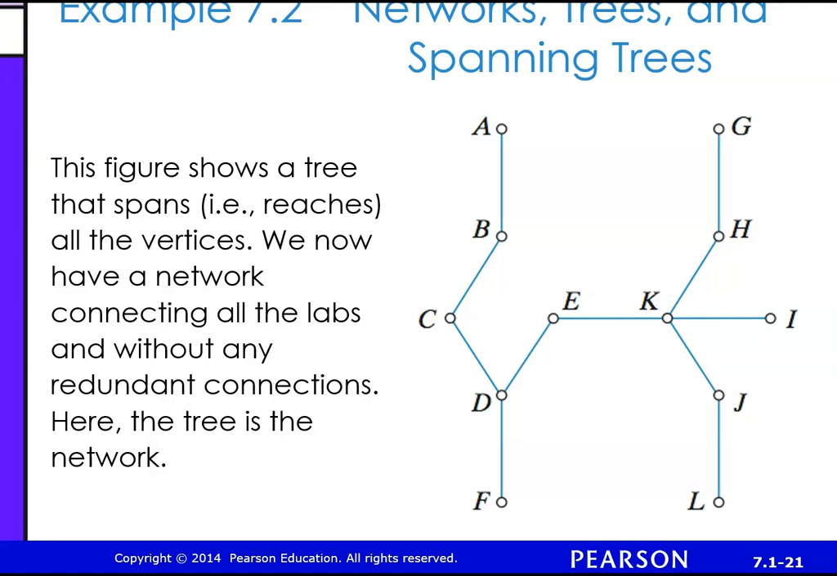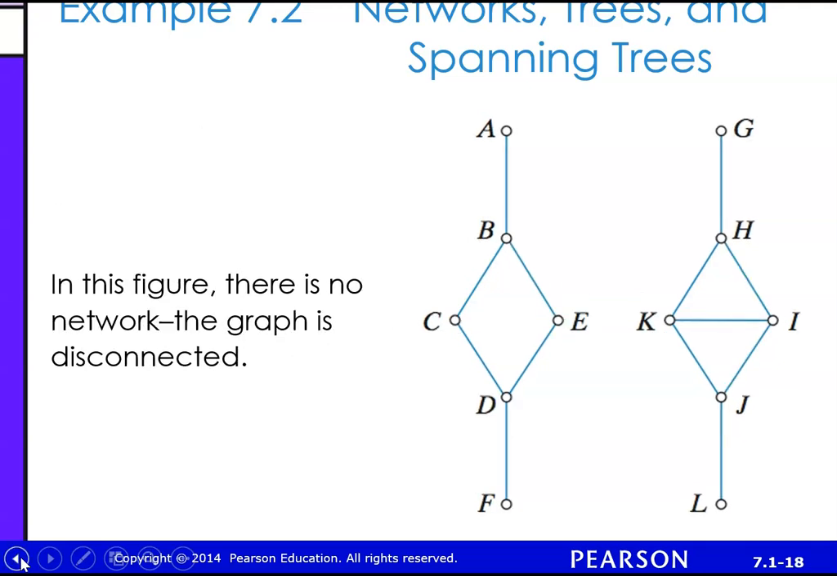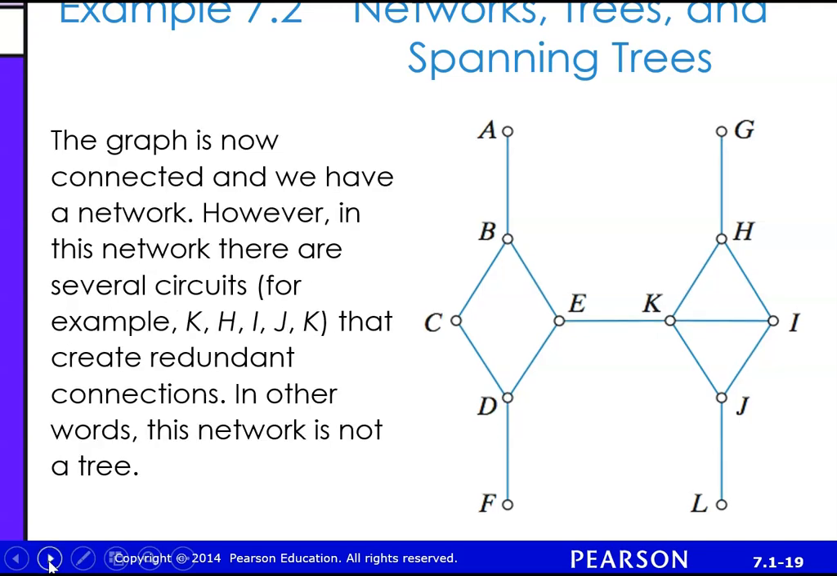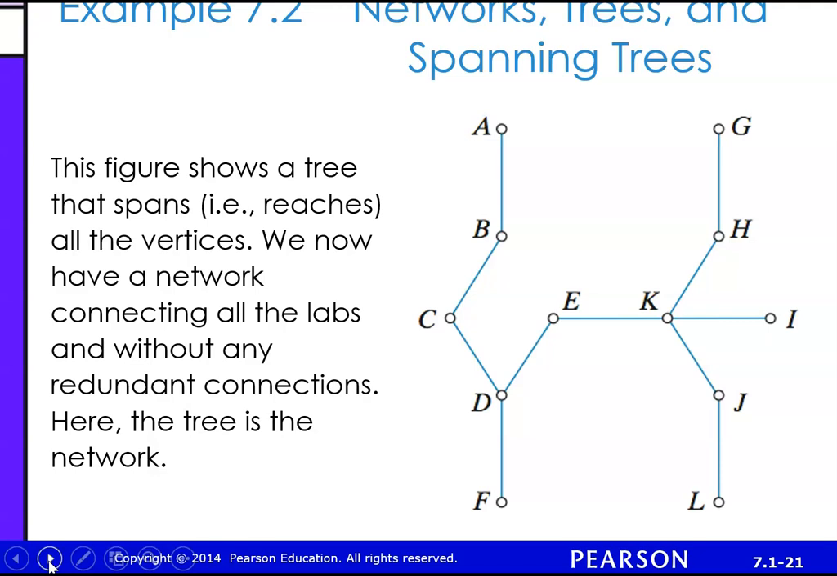Now we do have one. The figure shows a tree that spans all the vertices. We now have a network connecting all the labs without any redundant connections. So again, this is an example of a network. Hopefully you see the difference between these and the first couple that we have had. Again, the first 3 are not networks. Disconnected circuits, not connected. This is our first one that is a network.